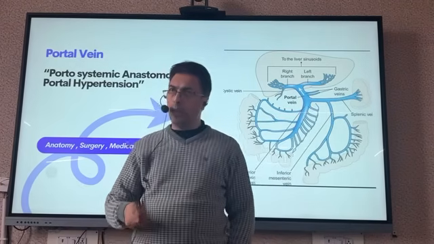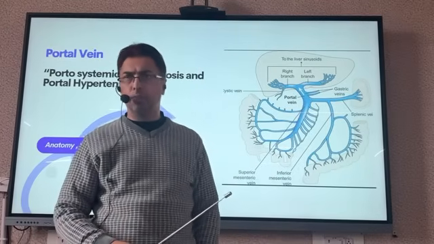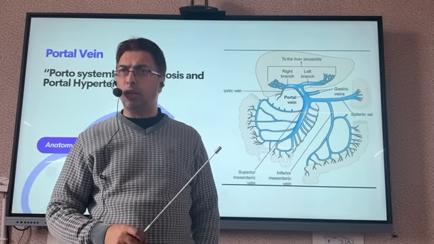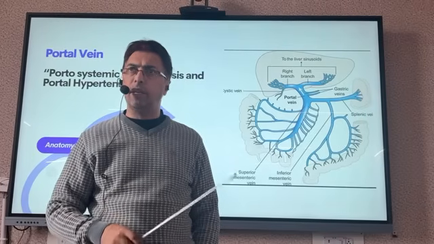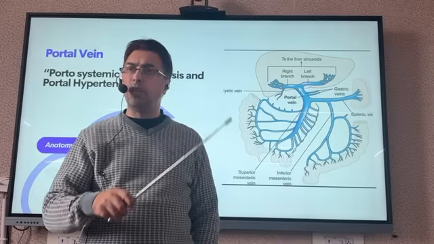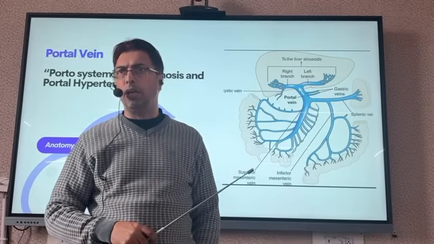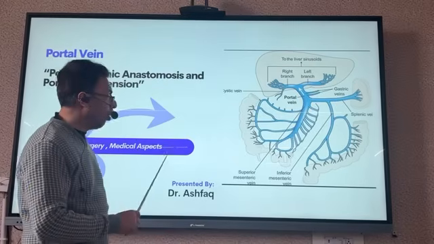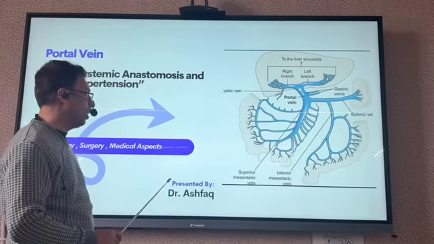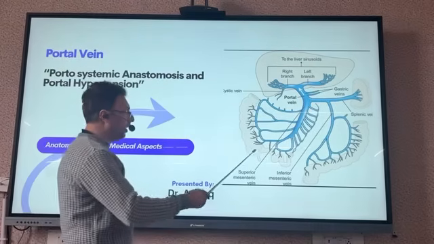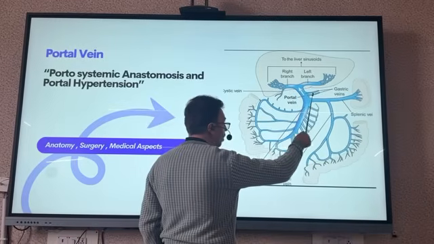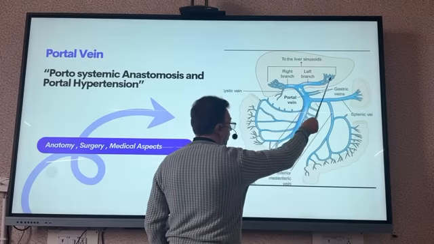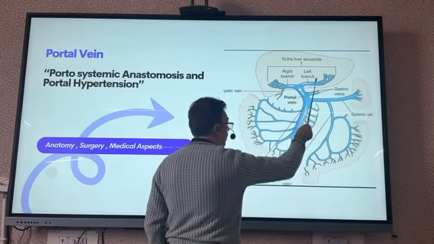splenic vein. So basically, if we say the portal vein is formed by the union of the splenic vein and the superior mesenteric vein, and the inferior mesenteric vein draining into the splenic vein. So this is something about the surgical anatomy of the portal vein. Then in here, there are short gastric veins, and you can see the left, and then you can see the capillaries. So over here, these are the capillaries.